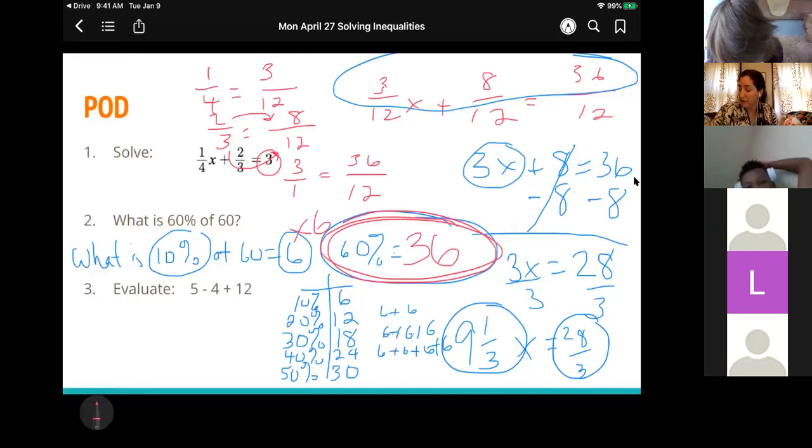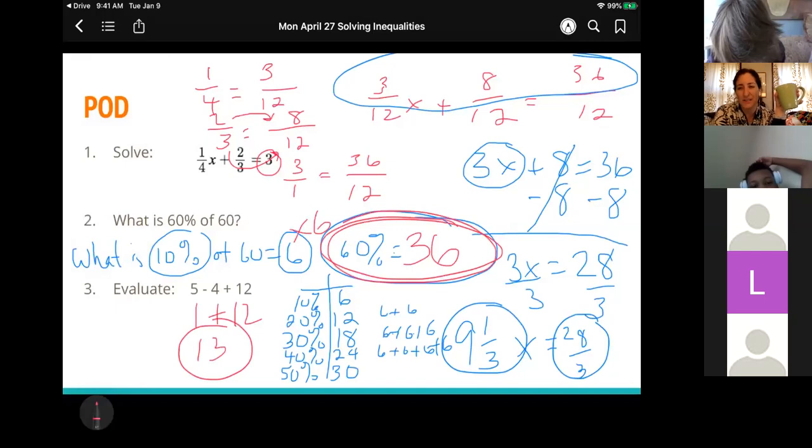All right, and then so last one, 5 minus 4 plus 12. What would you do first? You just go across. 5 minus 4, it'll be 1. And it'll be 13, the answer. Thank you. I knew someone wanted to add first, but remember, when you're doing addition and subtraction, you go in order from left to right. Don't forget.